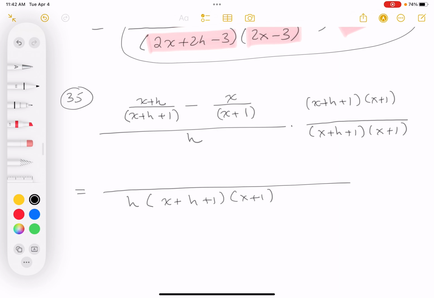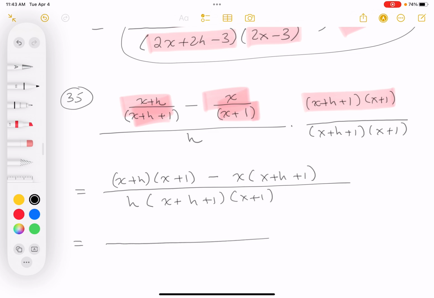Now the top's a little more challenging, and what I mean by that, I'm taking this and I'm multiplying by this term and that term. Let's put that down. What are you going to get? x plus h. Now the x plus h plus 1 cancels, and you're left with x plus 1. Then you get minus x, and what cancels there is the x plus 1, so you get x plus h plus 1. What I'm going to do now, I'm going to distribute and see what happens.